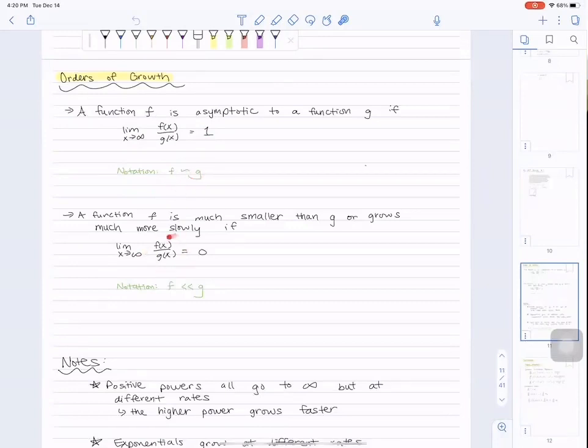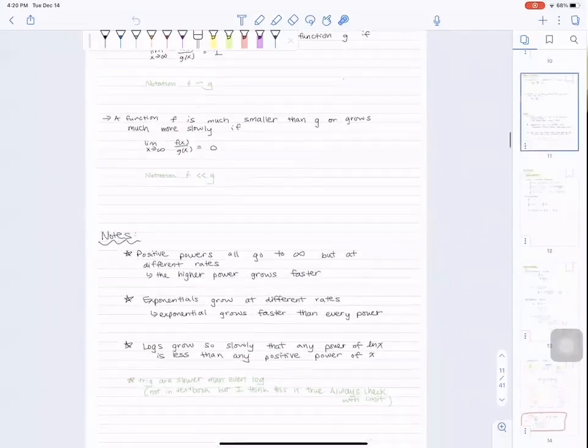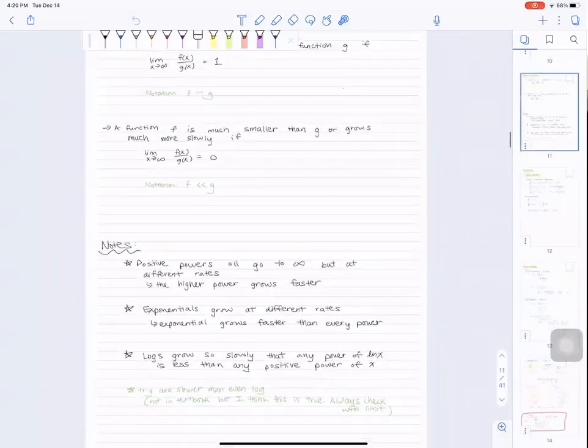What if you get that the limit is zero? That means that the function on the top grows more slowly than the function on the bottom. And so the notation is this double less than sign. Some notes about the asymptotic, which one grows slower, which one grows faster, that stuff.